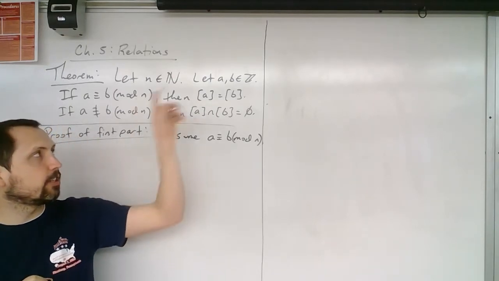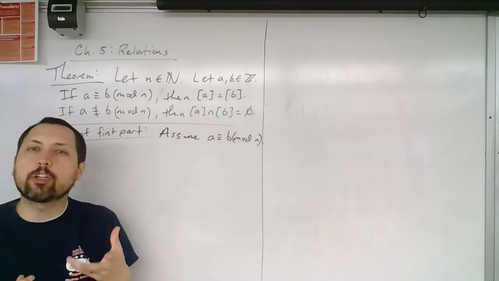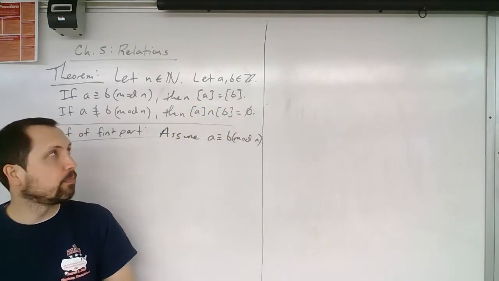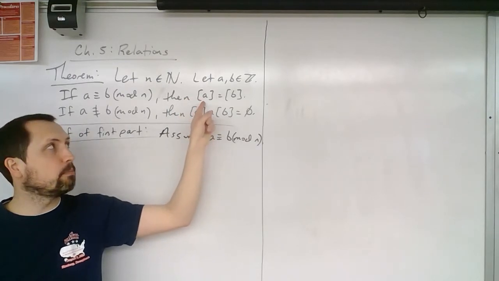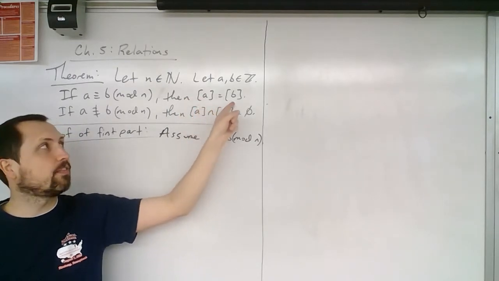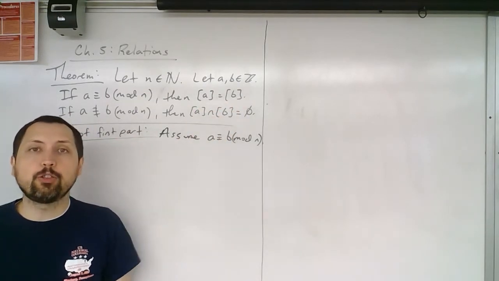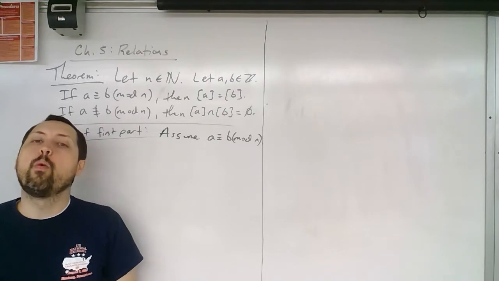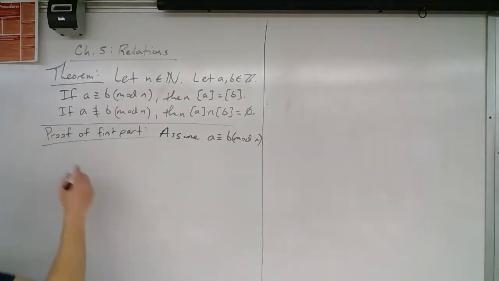Well, the question we need to ask ourselves is, what are these? What is this and what is this? What structure do they have mathematically? Well, this is a set of elements. This is the set of all the elements that are related to a, and this is the set of all the elements related to b. So if we're trying to prove that these two sets are equal to each other, we need to show that they are subsets of one another. So we're going to prove subsets in both directions.